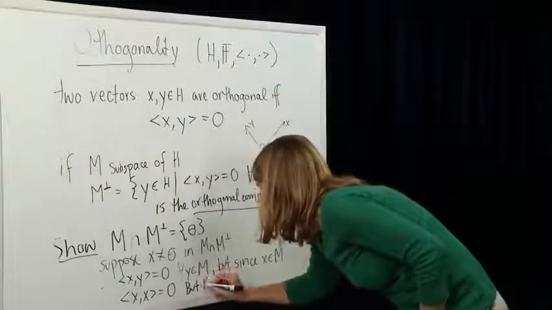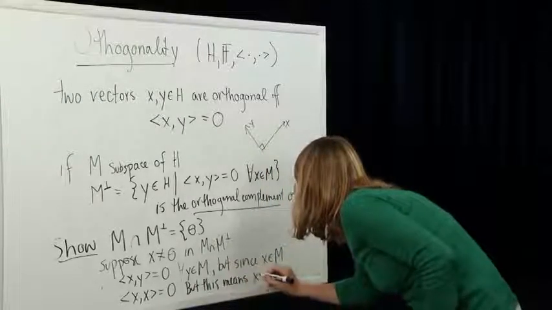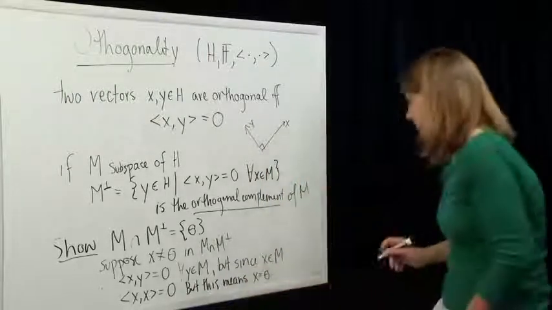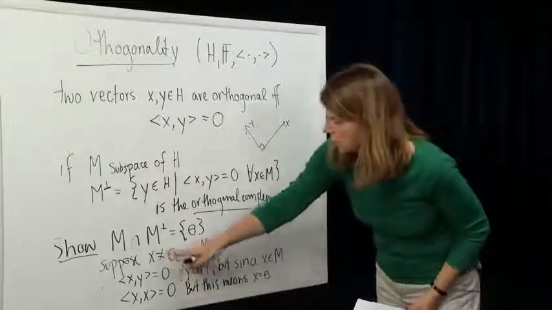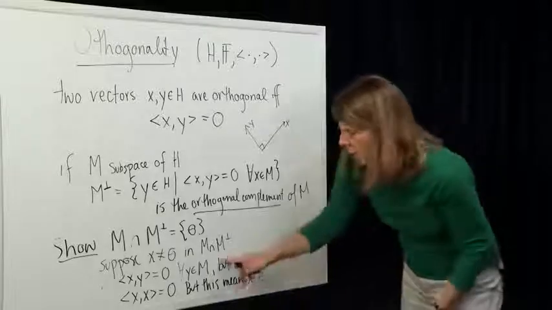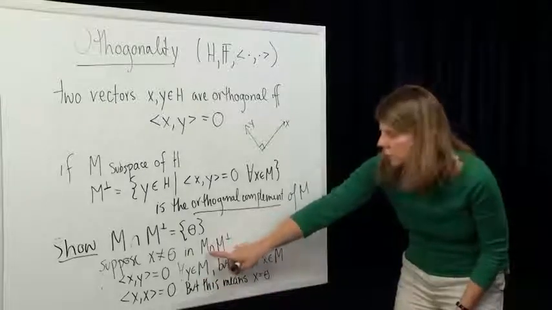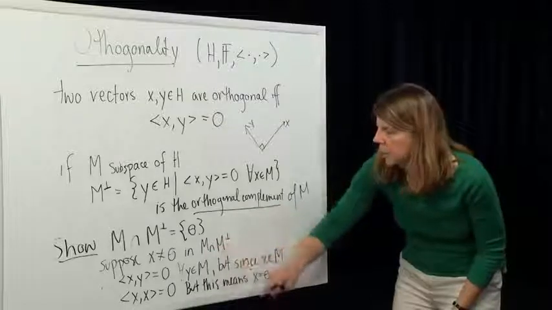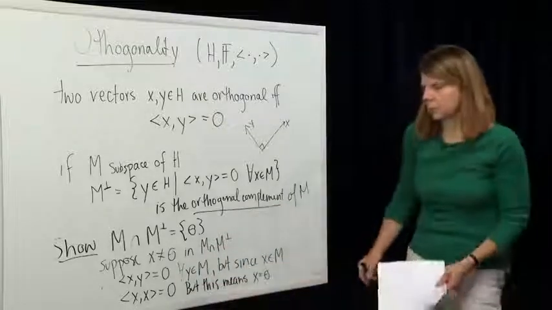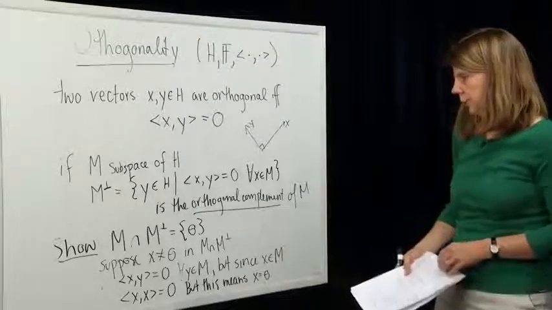But this means that x is equal to the 0 vector. So we tried to start with a non-zero vector, and we showed very quickly that the only way that these properties could hold, if it's in the intersection, so if it's both in M and M perp, is that x is equal to 0. So we derive the contradiction here.